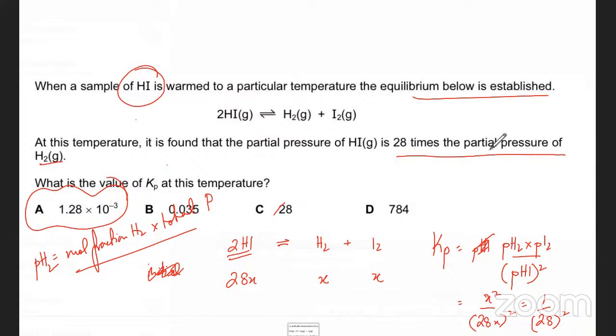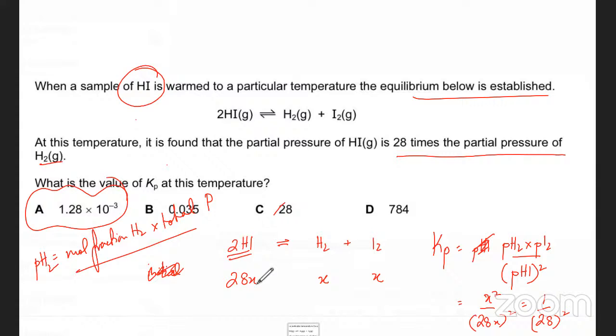The point is they've already done everything. The equilibrium is already established. The partial pressures have already been calculated. They've told us that the partial pressure of HI is 28 times the partial pressure of H2, right? So the partial pressure, I've already calculated it in terms of X. Is that clear? So what's P in this reaction? Isn't P supposed to be volume or pressure that we have to multiply it with? So I've taken that as X, right? I've taken the partial pressure of H2 as X. They told me that the partial pressure of HI is 28 times the partial pressure of H2. So that is 28X.